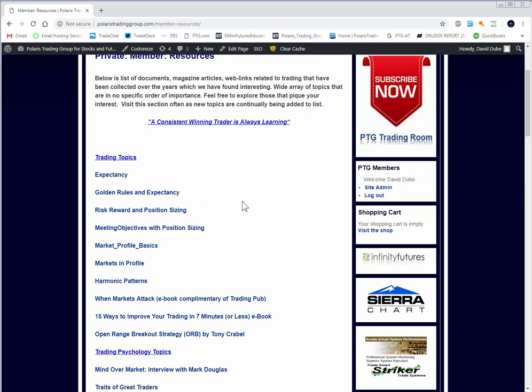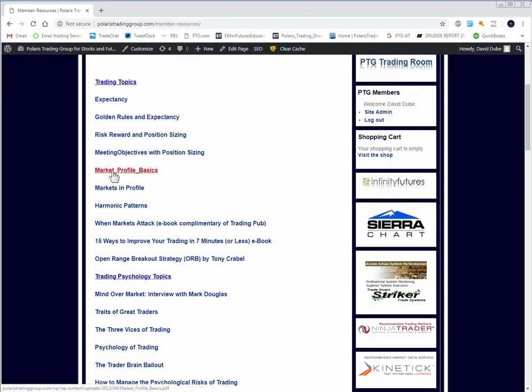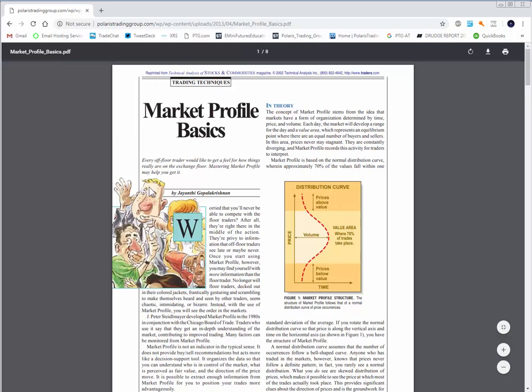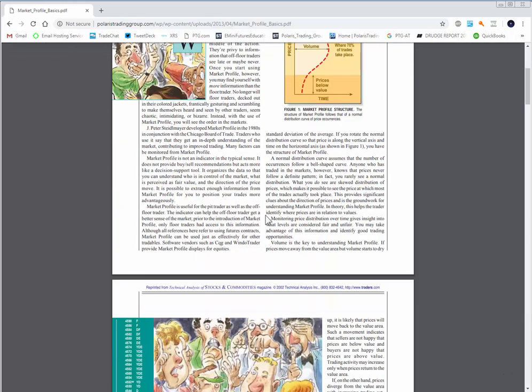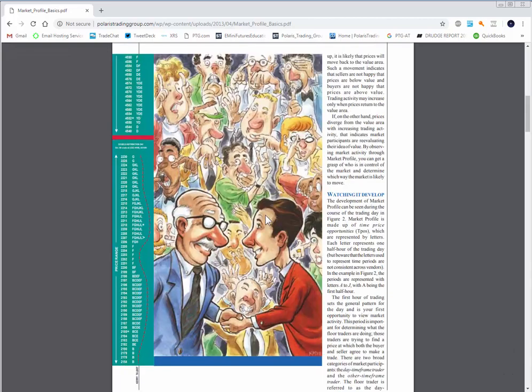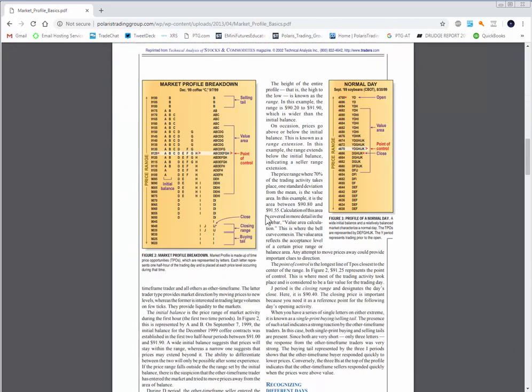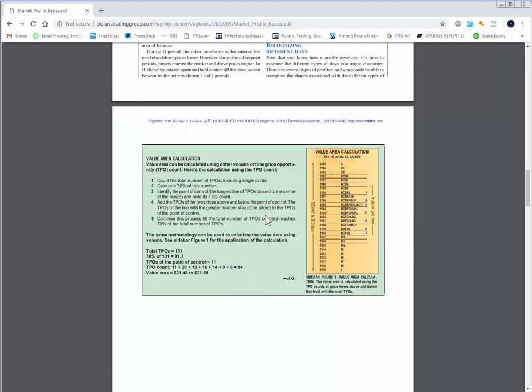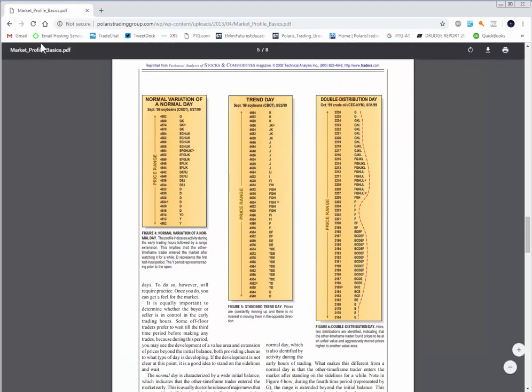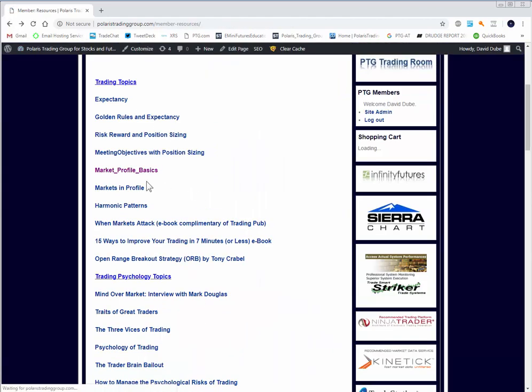This is obviously not core, but if you want to learn something more about, say, market profile basics, if you click on that link, it will bring you to a document that gives you an understanding of market profile basics and the auction process in a colorful way: what TPOs are, what volume and value areas are, etc. So again, all good information.